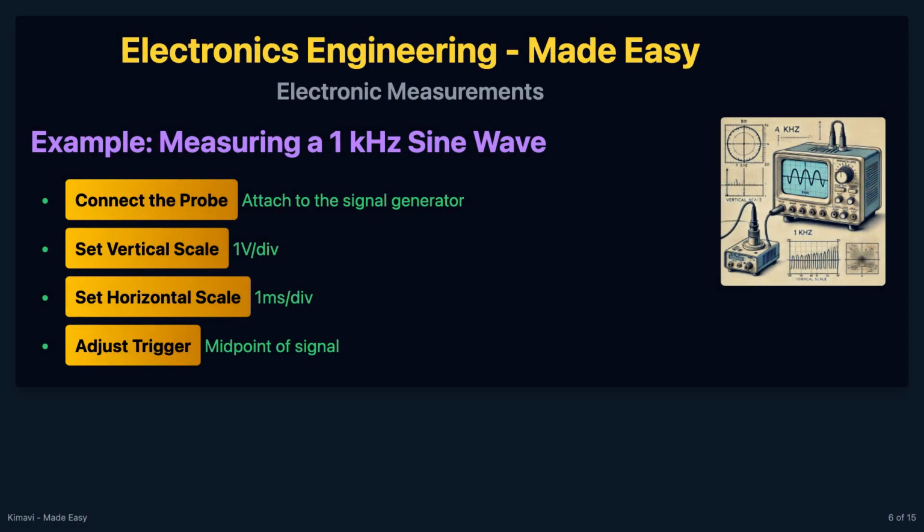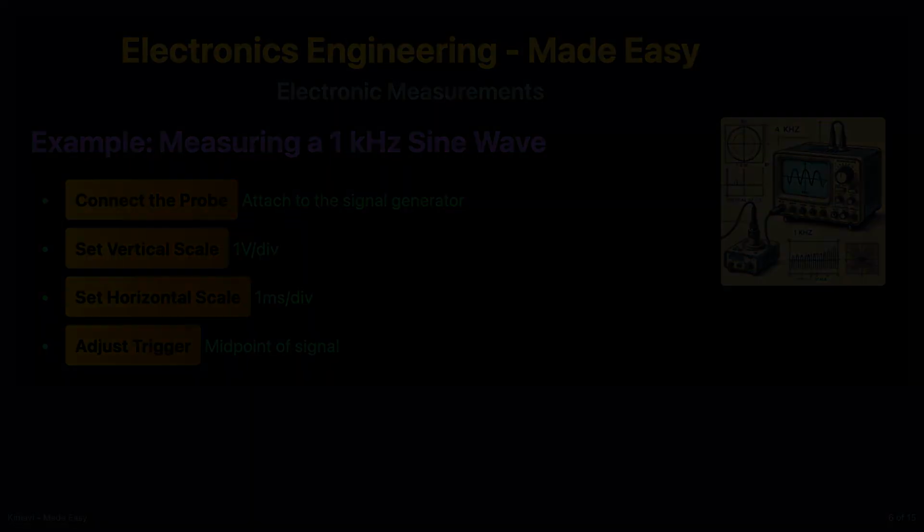For example, to measure a 1 kHz sine wave signal with a peak voltage of 5 volts, connect the probe to the signal generator output. Set the vertical scale to 1 volt per division, the horizontal scale to 1 millisecond per division, and adjust the trigger to the midpoint of the signal amplitude.